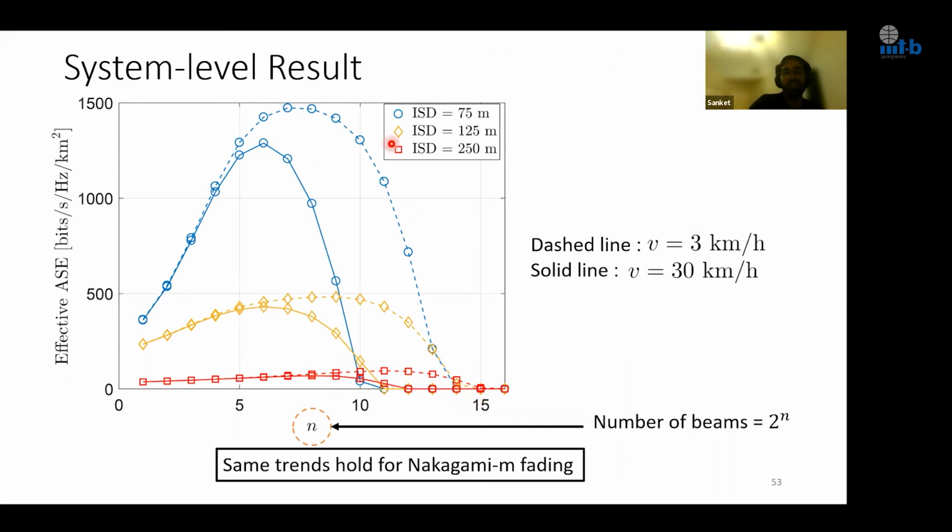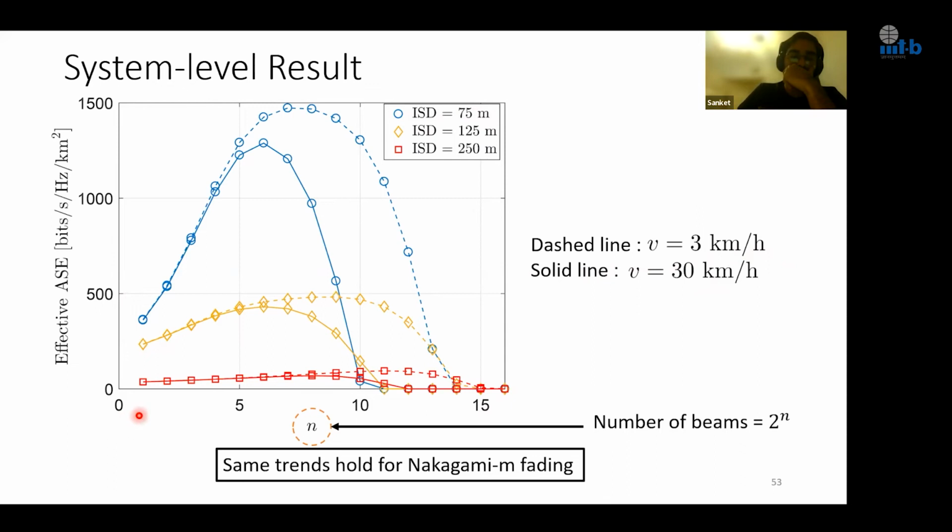And we do it for different intersite distances, meaning the average distance between the base stations. It is 75, 120, and 250 meters. So this is for mmWave analysis. And then we consider two speeds: the dashed line is 3 kilometers per hour, which is the pedestrian speed, and the solid line is 30 kilometers per hour, which could be a vehicle speed. Now this is for the railway, but the same trends hold for the Nakagami.